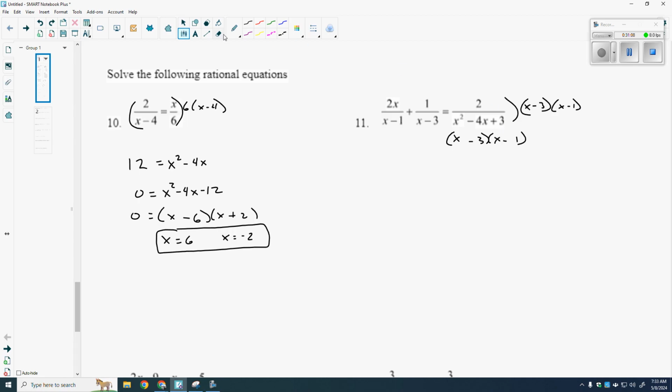Okay, I'm going to get rid of this so it doesn't confuse us. Multiplying x minus 3 times x minus 3, x minus 1 times this, these cancel, and I get 2x times x minus 3. These cancel, and I get 1 times x minus 1. Both of these cancel, and I get 2. And solve. Distribute. 2x squared minus 6x plus 1x minus 1 equals 2.